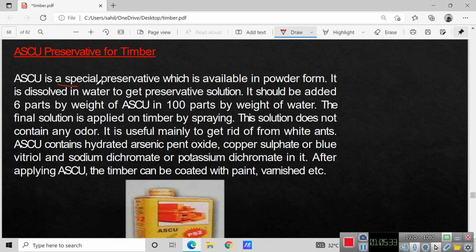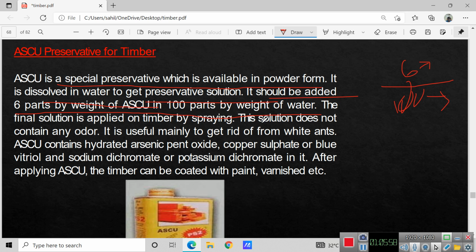ASCU preservation of timber. ASCU is a special preservative which is available in powder form. It is dissolved in water to get preservative solution. 6 parts by weight of ASCU should be added to 100 parts by weight of water. So if 6 parts by weight of ASCU compound is used, then 100 parts of water must be used in that solution. The final solution is applied on timber by spraying.